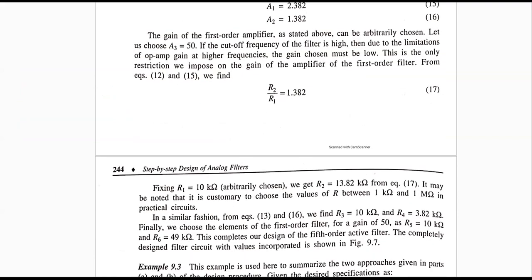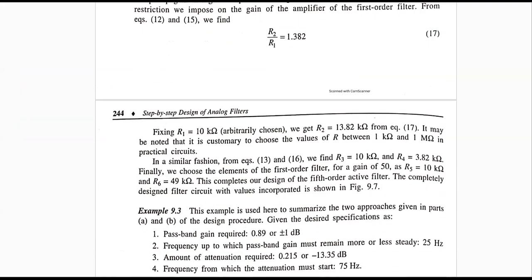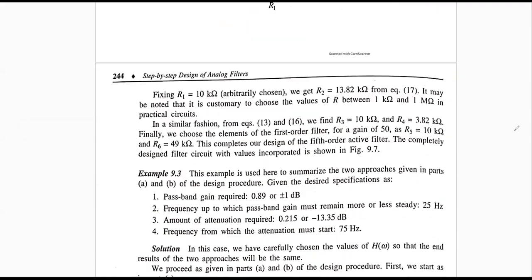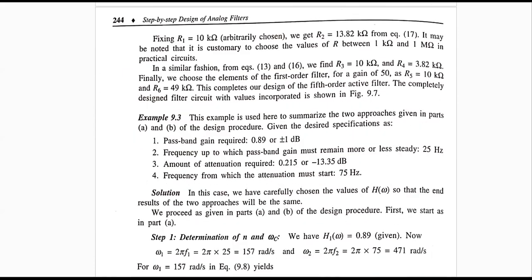So it is very clear what the ratio should be, and similarly what the ratio of R3 and R4 should be from the upper side. I believe now we can design our Butterworth filter, fifth order. If we can design fifth order, we can design the sixth order and seventh order, no problem with that.